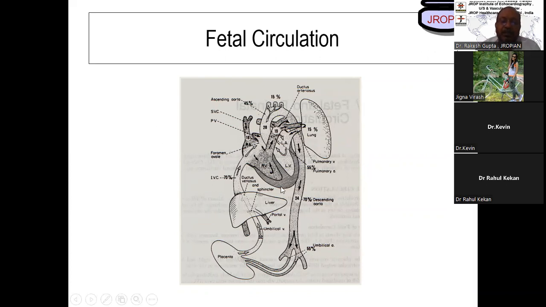So they're relatively bigger than the left atrium and left ventricle, because they're not getting blood from the lungs. They're getting blood either from the ductus arteriosus or the foramen ovale. So RV, RA preponderance is present.